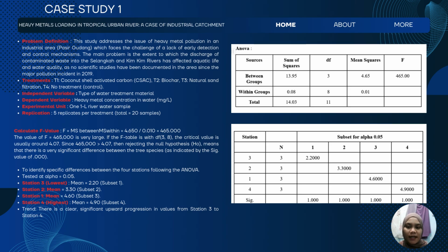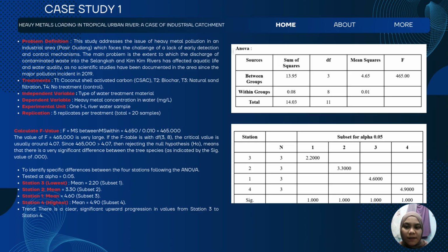So the treatments are, for example, T1 is coconut shell activated carbon (CSAC), T2 is biochar, T3 is natural sand filtration, T4 is no treatment control. So the independent variable is the type of water treatment material. Next, the dependent variable is heavy metals concentration in water, milligram per liter.